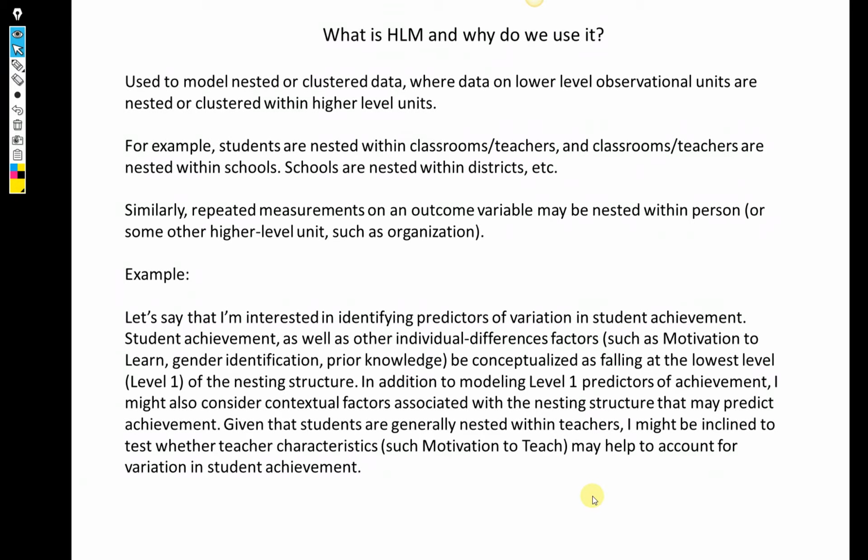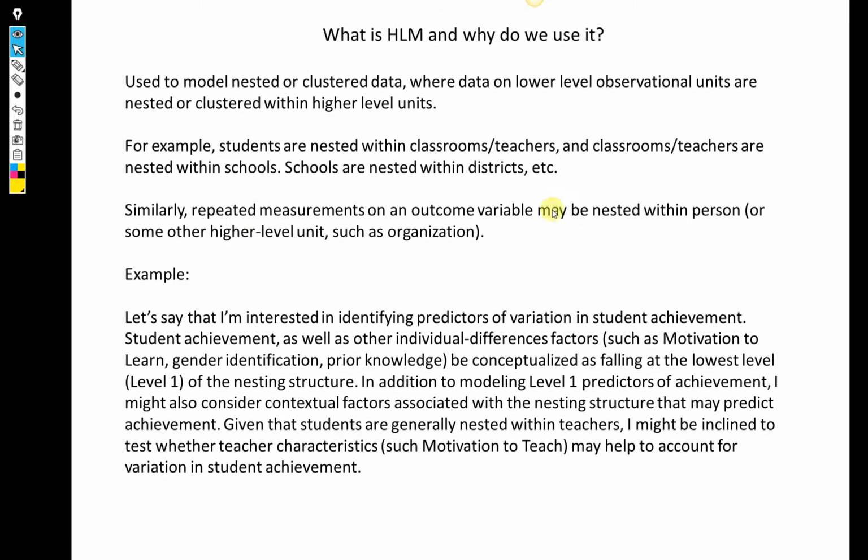In this video, I'm going to address the question, what is HLM and why do we use it? HLM is used to model nested or clustered data, where data on lower level observational units are nested or clustered within higher level units. For example, students are nested within classrooms or teachers, and classrooms or teachers are nested within schools. Schools are nested within districts, and so forth.